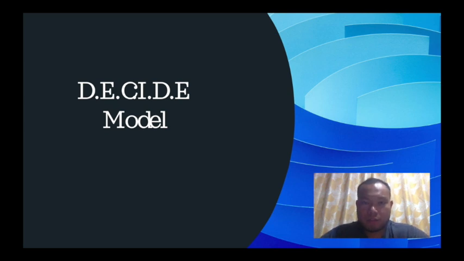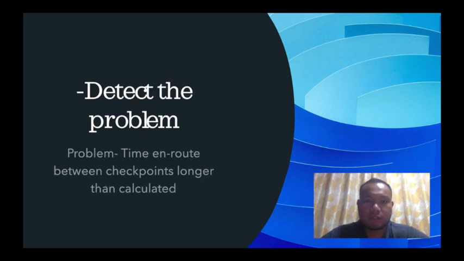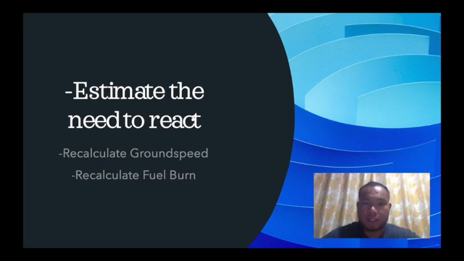So the first letter in the DECIDE model is D as in Delta. We need to detect the problem. So we know that the problem here is we are taking longer than usual to get from one checkpoint to another. The second letter in the DECIDE model is E as in Echo, or what we should do next in the DECIDE model. That means to estimate the time to react.